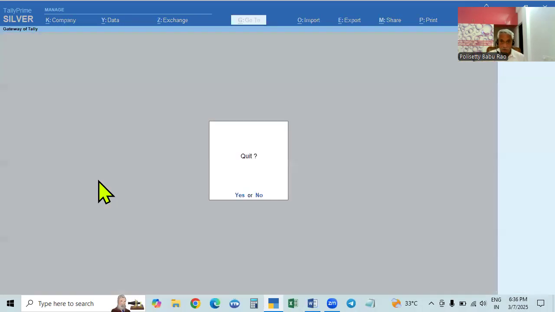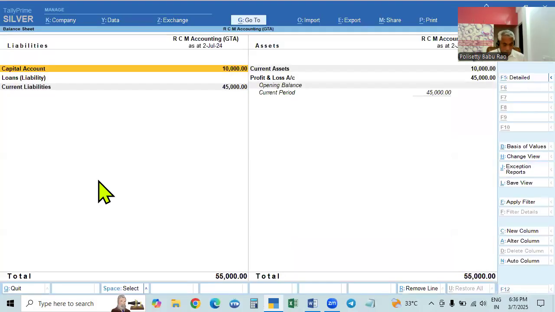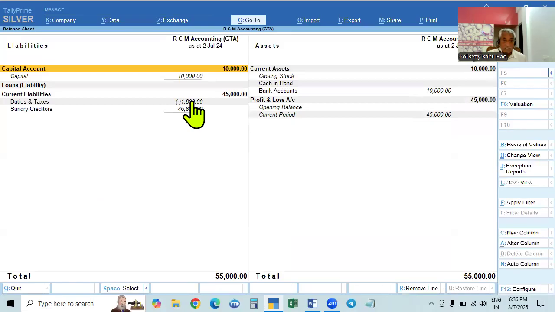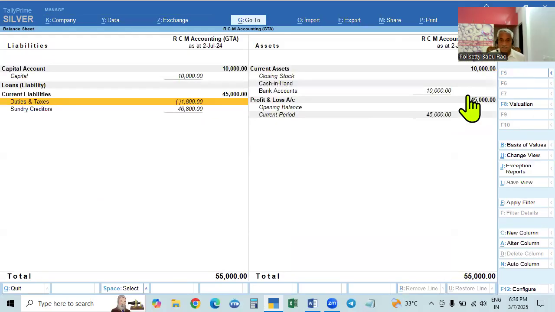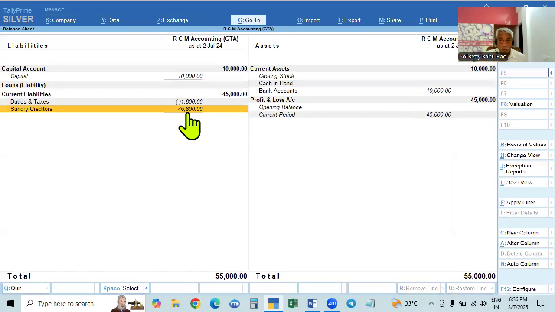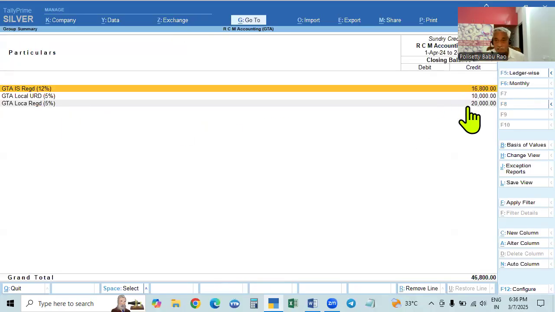Okay, that's why if you go to the balance sheet, the duties and taxes, the 1,700 rupees is RCM. I mean, ITC means an asset to us. This is on the liability side, showing minus. You click that, you show GST, IGST input, see 1,800 rupees. Okay, so liability will be 1,800, the 10,000, 30,000, and 15,000. Total amount is 45,000 plus 1,800 rupees tax is added. That is why it is 46,800. Sundry creditors, you click that: 10,000, 10,000, 20,000, and 16,800.